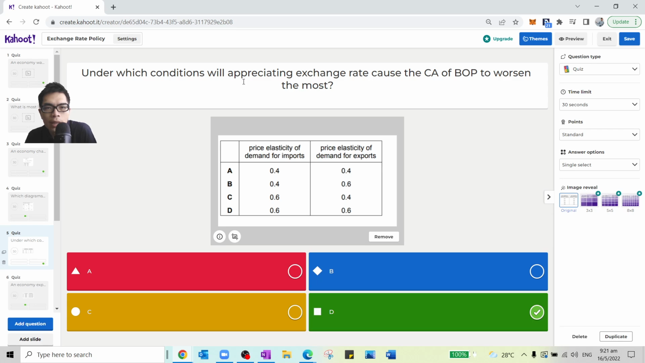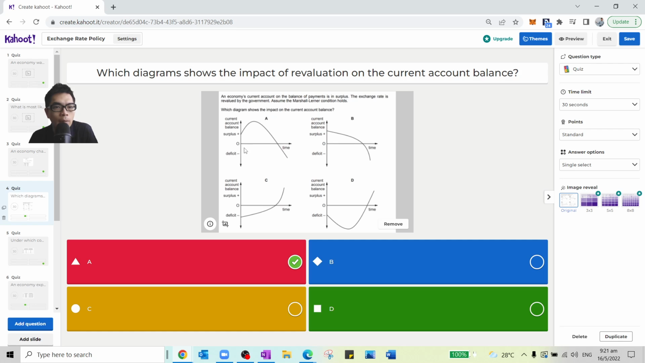So under which circumstance will appreciation of the exchange rate cause the balance of payment to be worsened the most? Okay, so two concepts are going to be tested here. Number one, appreciation. We're not looking at depreciation, we're looking at appreciation. And we know that an appreciation will worsen your balance of trade, right? But under which circumstance would it be the worst? You can actually see here it's related to the earlier concept of a reverse J-curve effect. Marshall-Lerner condition must hold in order for an eventual worsening in the long run.